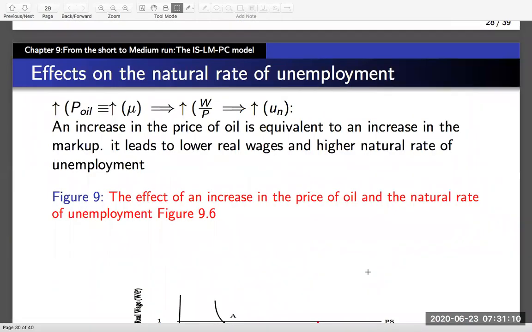So if you increase oil prices, it's equivalent to increasing the markup, which causes a decrease in your real wages, which will cause an increase in your natural rate of unemployment. If you go back to chapter 8, you remember that I said the factors which affect your natural rate of unemployment were the markup and what? And the catch-all variable. So an increase in the price of oil is equivalent to an increase in the markup. It leads to lower real wages and a higher natural rate of unemployment. So that is important, you need to remember. But you need to remember what happened in the medium run and in the short run, right?